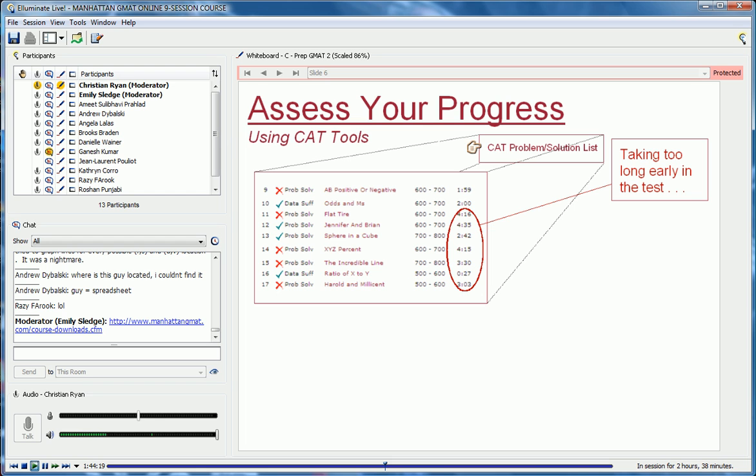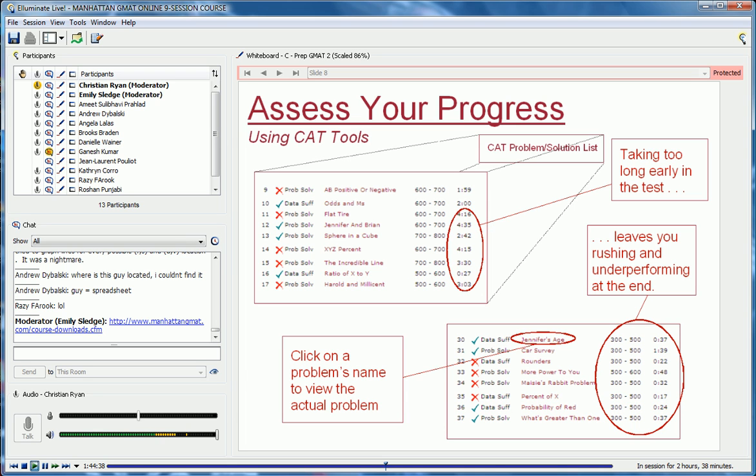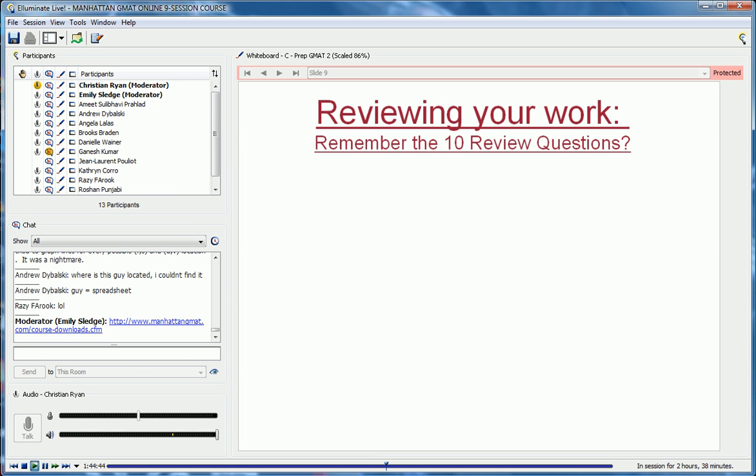So when you look at the CAT problems in order as you've gone through them, be sure to look at the times of early questions, because if you've been taking too long there, then what can happen is that you've got to rush here and notice the difficulty may drop as a result. And if you click on a problem name here, you can look at the actual results.